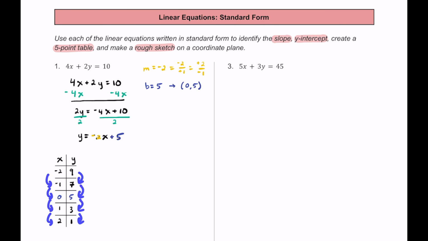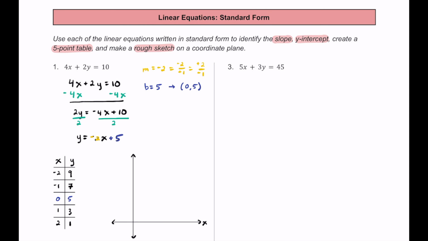So you can notice here that it's falling 2 while these are increasing by 1. So a ratio of negative 2 to positive 1 matches our slope of negative 2 to positive 1. All right, now we're going to go ahead and make a rough sketch of the graph here. Just to make it a real rough sketch, I'm not even going to use grid lines here.